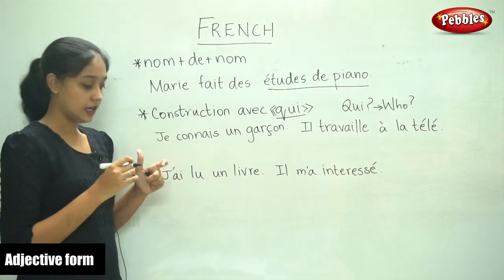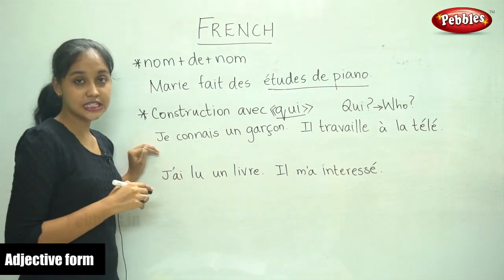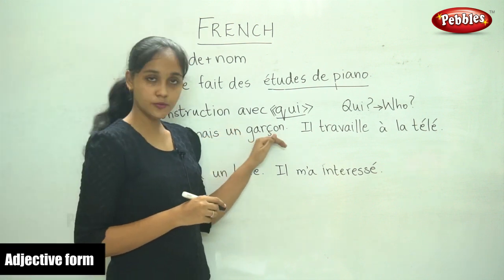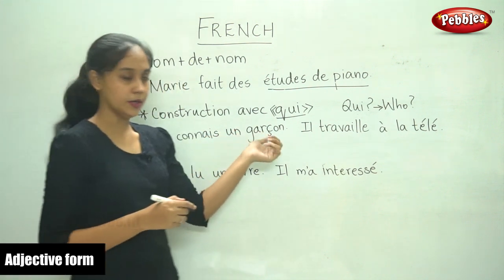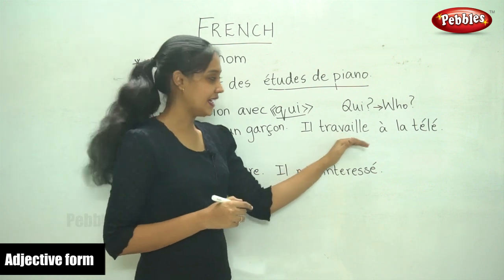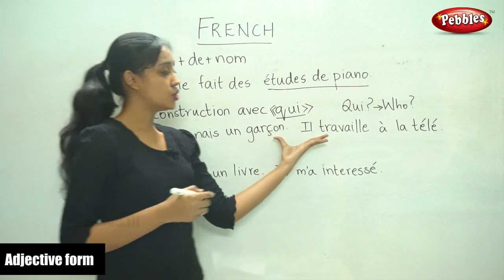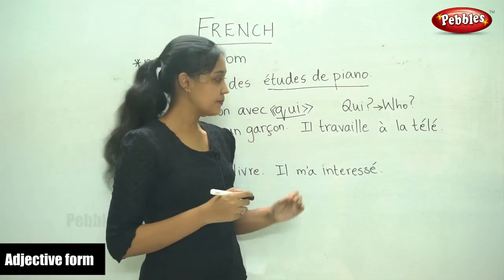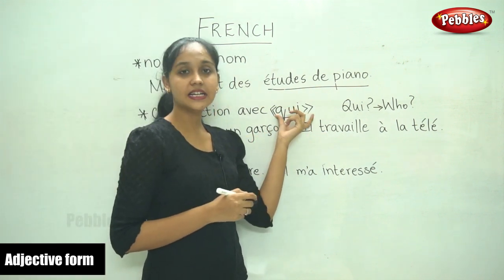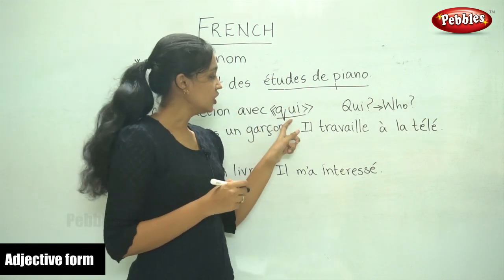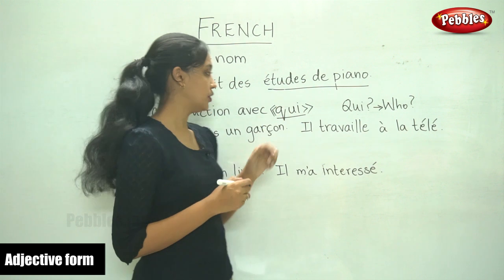So now in this case, look at these two sentences. Je connais un garçon. I know a boy. Il travaille à la télé. So we are going to join these two sentences using the word qui. So here qui would be a relative pronoun.